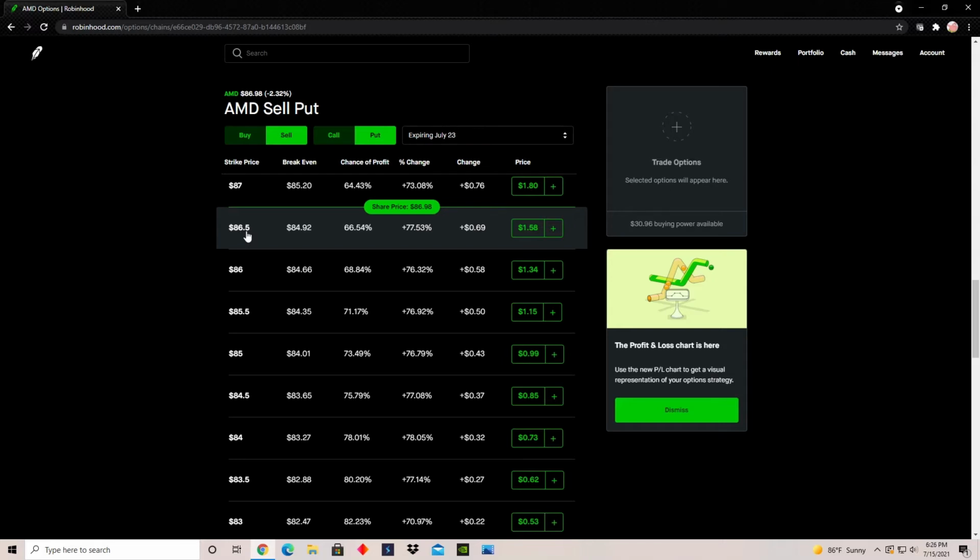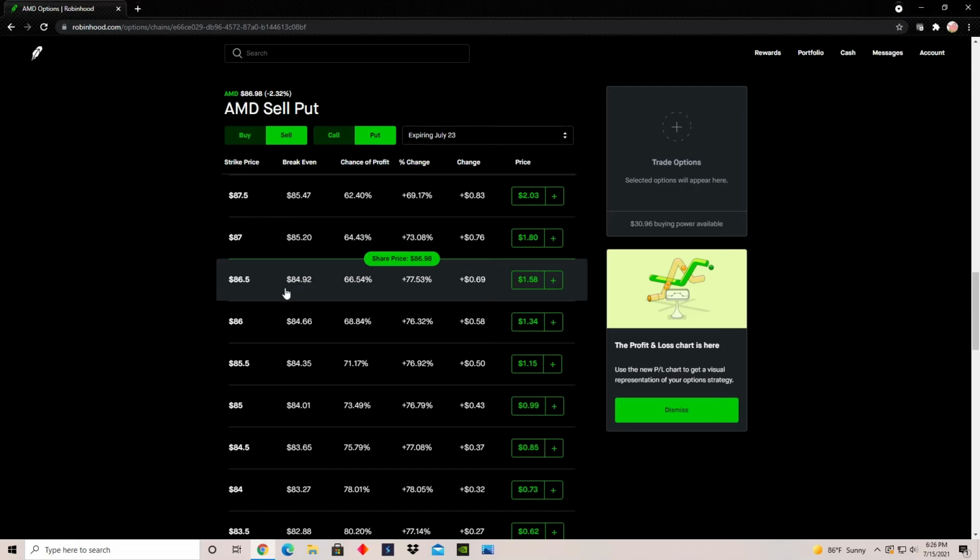So right here, the strike price would be $86.50, which would be the price of the 100 shares that you were assigned.